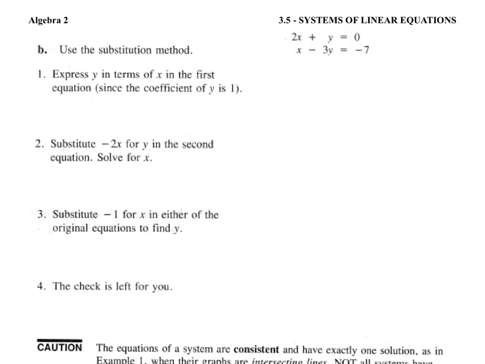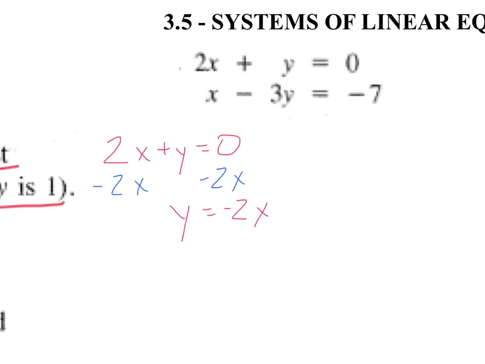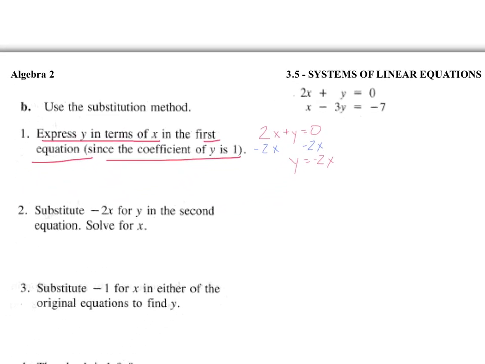Okay, so the second thing we were supposed to do is use the substitution method for b. Here's b. So our first step is express y in terms of x, and we're going to do that for the first equation. We do that because the coefficient of y is 1. We could easily solve for x in the second equation, but we're going to choose to solve the first one for y. That means I'm going to take 2x plus y equals 0. I'm going to subtract 2x, which gives me y equals negative 2x. Good. Now I've solved for y in the first equation.